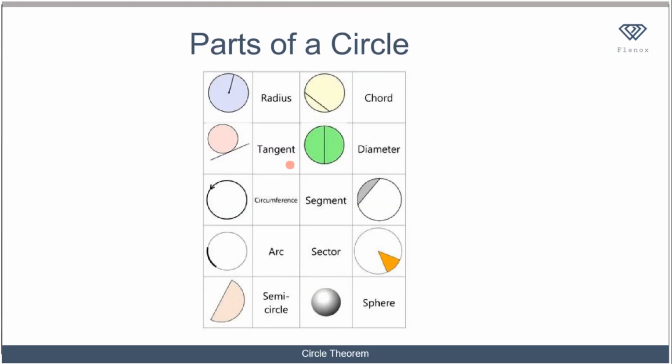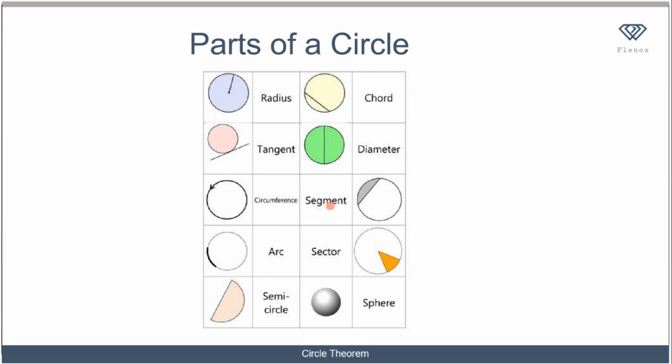So what are some of the parts of a circle? First we have the radius, and the radius is the line that connects the center to the circumference. You have a chord. A chord is a straight line that divides the circle into two unequal halves. Then you have the diameter. Diameter divides a circle into two equal halves. Then you have the tangent, which is a line that is just drawn to touch the circle, the circumference at any point. Then the circumference refers to the outline or the boundary of the circle.